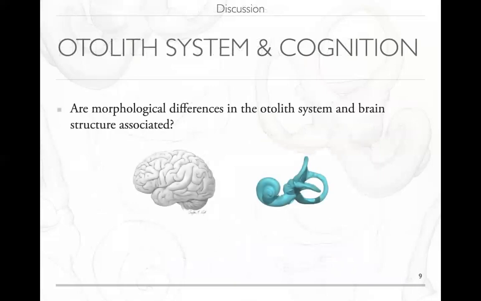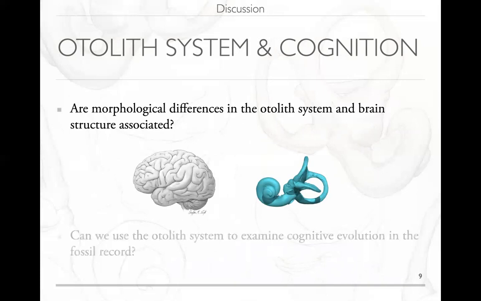So we propose that these observations illustrate the potential connection between observable morphological differences in the otolith system and brain structure. Because of this, the otolith system may provide an additional approach to examine cognitive evolution in the fossil record, especially in human evolution. It could also provide an alternative approach to investigate other cognitive behaviors that may be difficult to interpret in the fossil record, like spatial navigation.